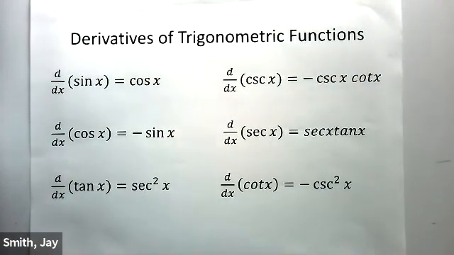Our second, the derivative with respect to x of cosine x is negative sine x. The derivative with respect to x of tangent x is secant squared of x. The derivative with respect to x of cosecant x is negative cosecant x cotangent x. The derivative with respect to x of secant x is secant x tangent x. And the derivative with respect to x of cotangent x is negative cosecant squared of x. Once again, you can have this with you on the test. A good idea to bring this with you on the test.